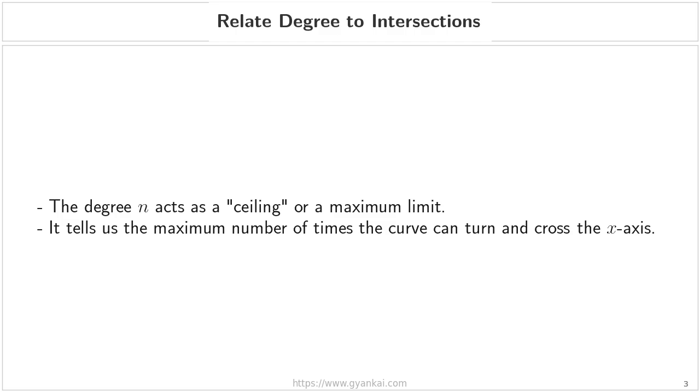Specifically, this degree tells us the maximum number of times the curve is allowed to turn around and cross the x-axis. It provides us with the upper bound for the number of real zeros we can expect to find, which leads us directly into a very important distinction we need to make regarding the phrase, at most.